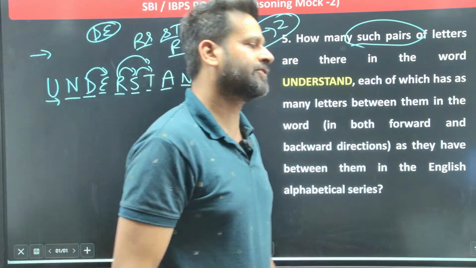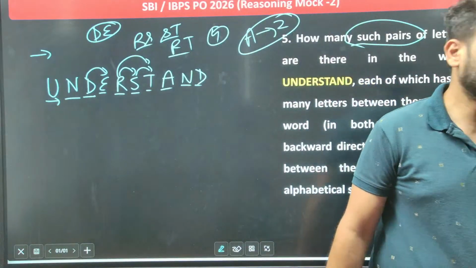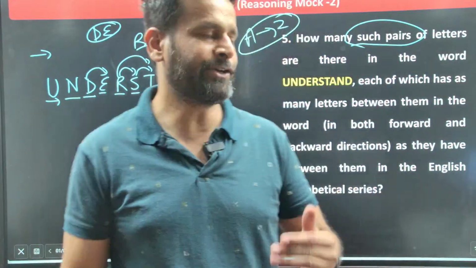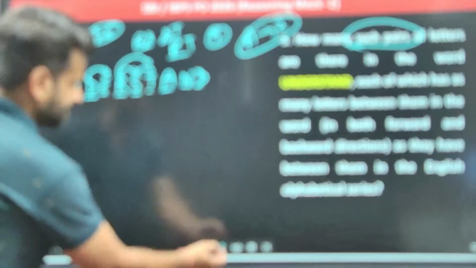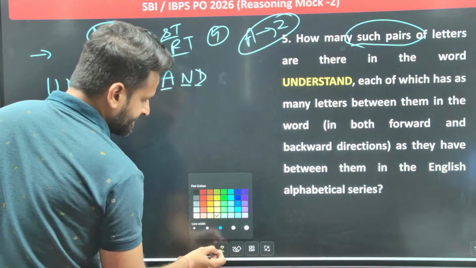But this is just half of the question, right? These are four pairs in the forward direction. We need to check in the reverse direction as well. Now let us check in the reverse direction.